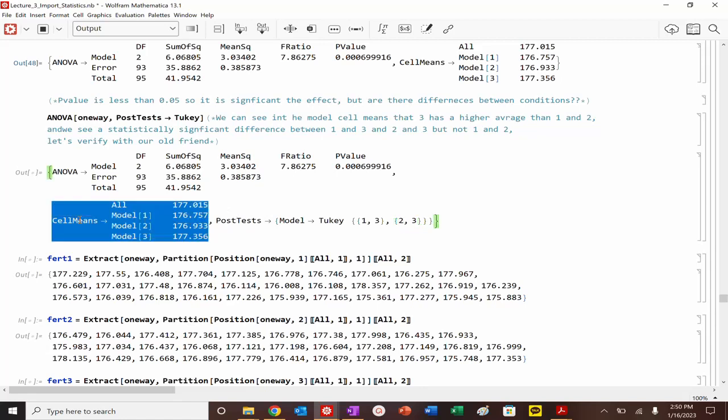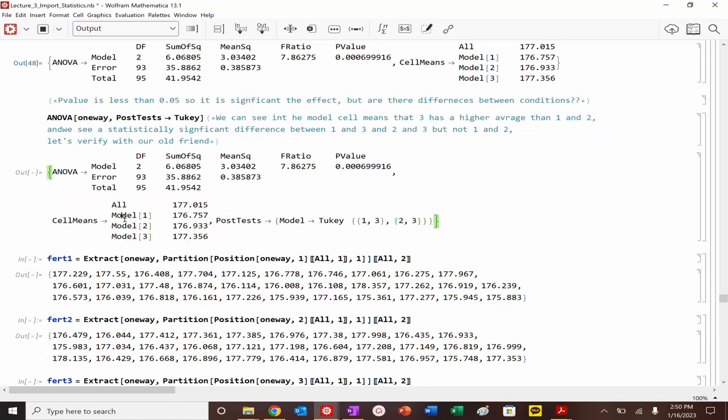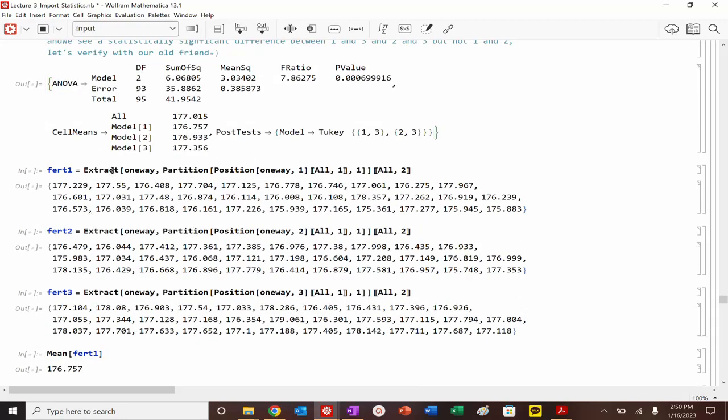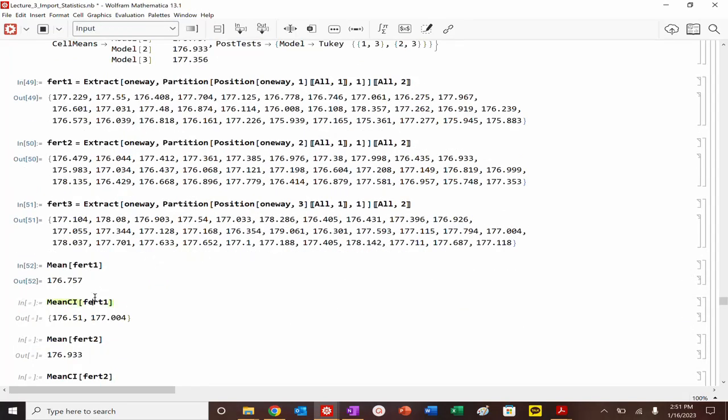And in these cell means, this is showing us, on average, model 1 gives us this yield. Model 2 gives us this yield. They look to be pretty similar, right? But model 3 gives us this yield. And that's the key thing that we're seeing here. And you can actually confirm that these values are essentially the means of those fertilizers.